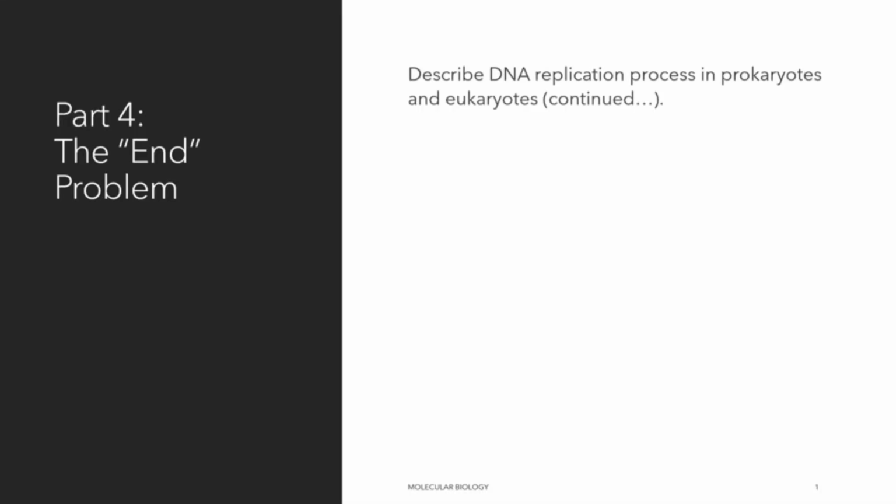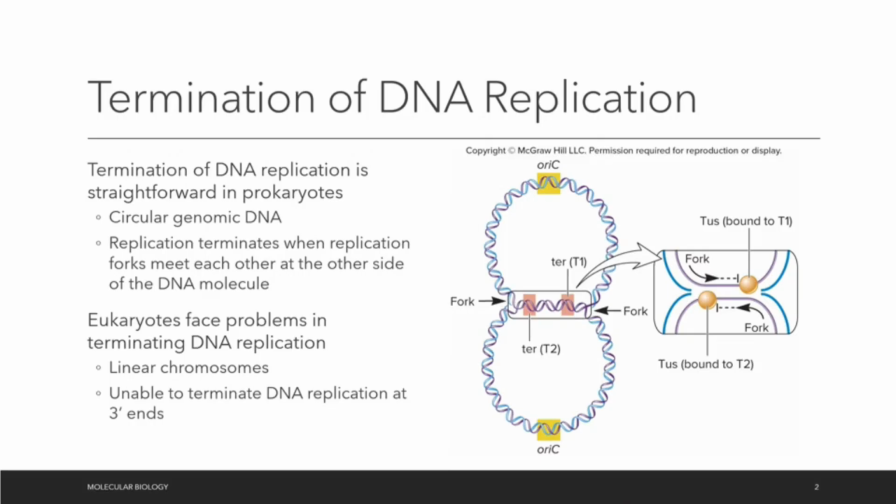Welcome back to part 4 of topic 3 of DNA replication. In this part of the lecture, we'll talk about the ending problem that eukaryotic cells actually encounter at the termination of DNA replication. In this last part of topic 3, we'll talk about termination of DNA replication.